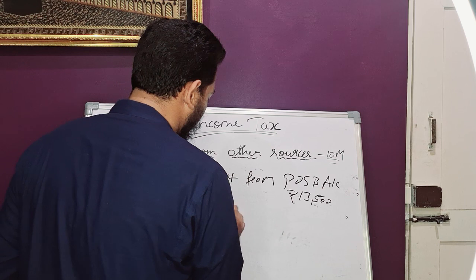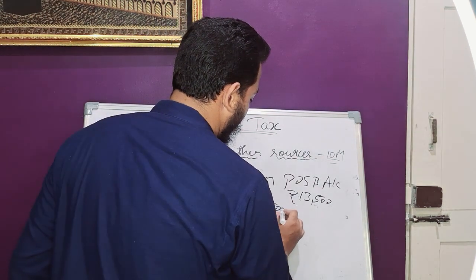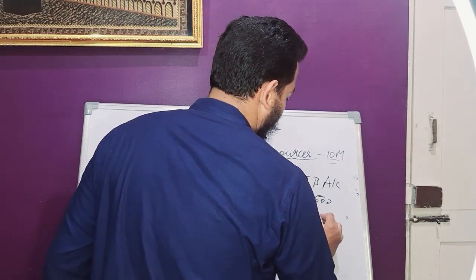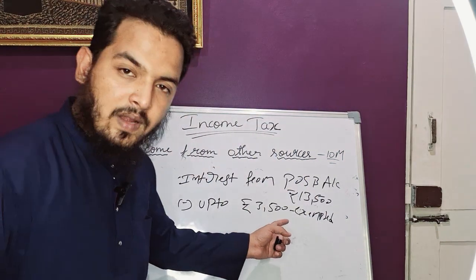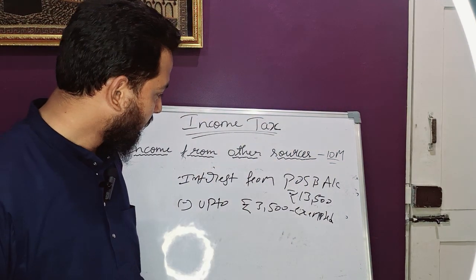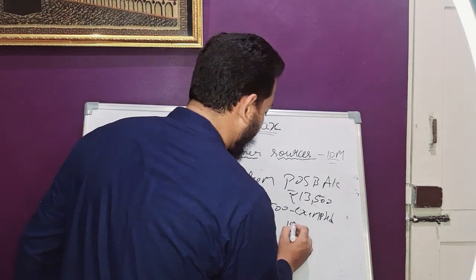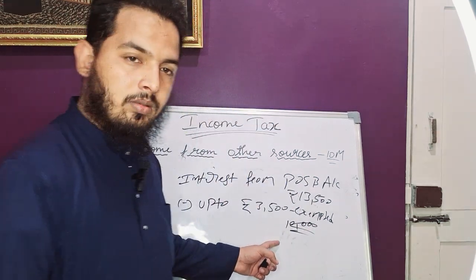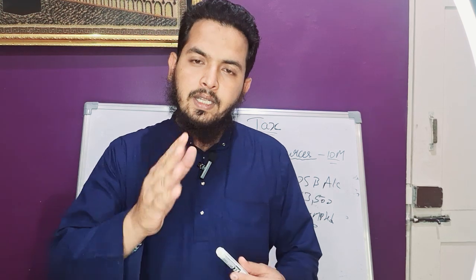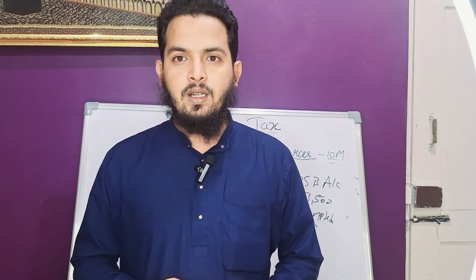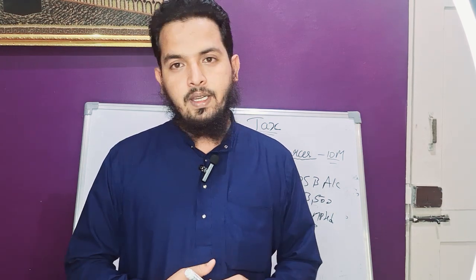It is not fully taxable. Up to rupees 3,500 is exempted. So 13,500 minus 3,500, what is the balance? 10,000 is taxable under the head income from other sources. So friends, any interest received from the post office savings bank account up to 3,500 is exempted, and the balance is taxable.